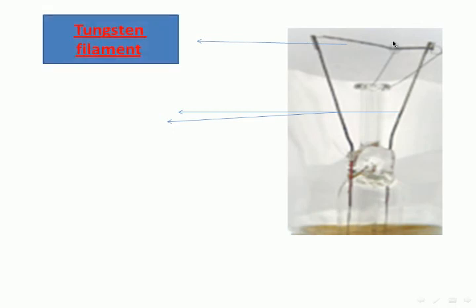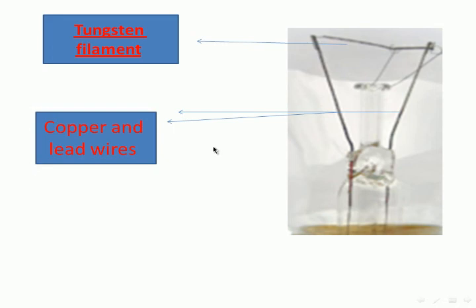This is the tungsten filament. These are the two copper and lead wires.